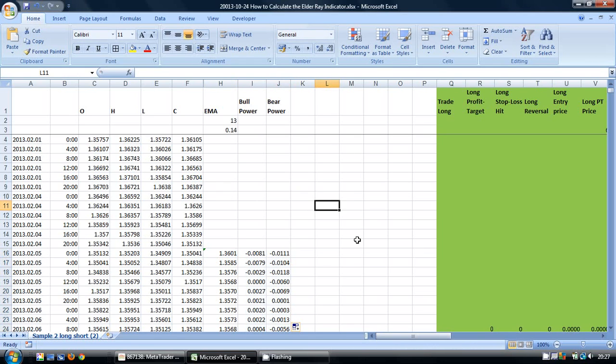So there we have it, quite a straightforward indicator, but it can be very useful for developing systems and for manual trading.